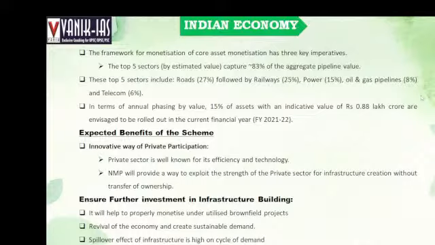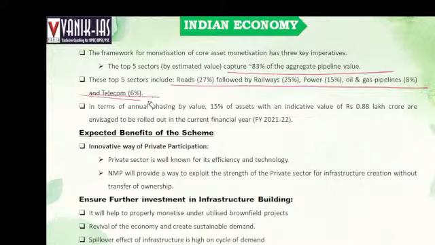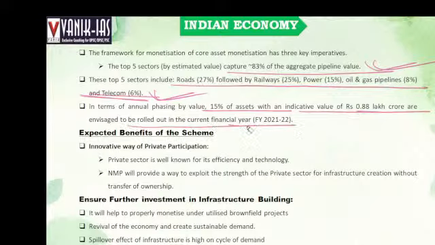Next, the framework for core asset monetization has three key imperatives. What are the prominent three key imperatives? One is the top five sectors capture 83% of aggregate pipeline value. Top five sectors means roads, railways, power, gas pipelines, and telecom. In terms of annual phasing, 15% of assets with an indicative value of 0.88 lakh crore are envisaged to be rolled out in the current financial year.